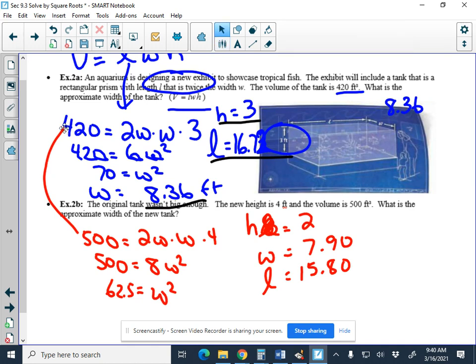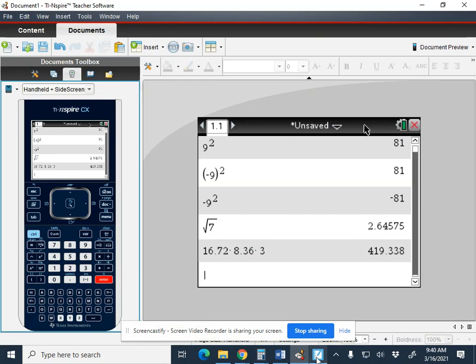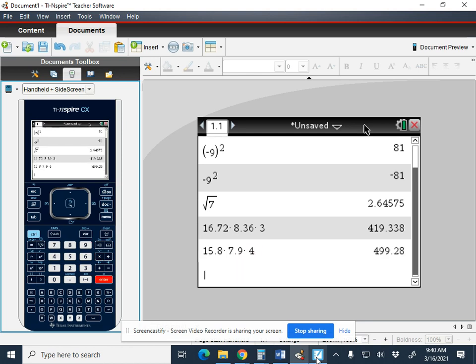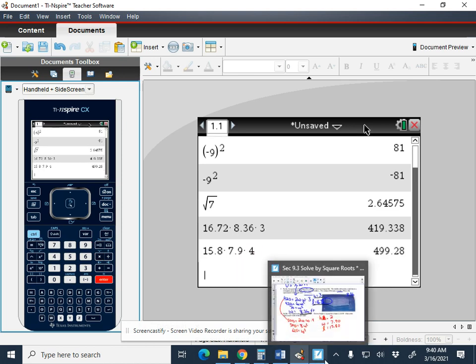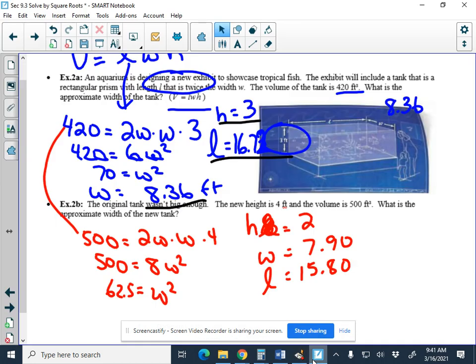Yeah. 15.80. So then let's take length times width times height. See if we got it right. 15.80 times 7.9 times 4 is about 500. And you're like, why is it always a little bit too small? We rounded. Yeah, if we kept all the decimals, it would get us more accurate.